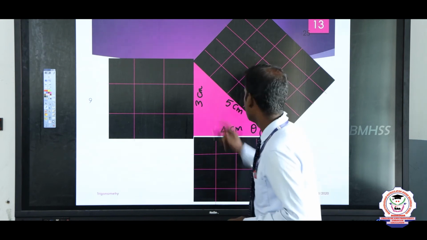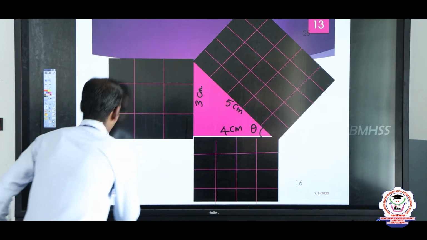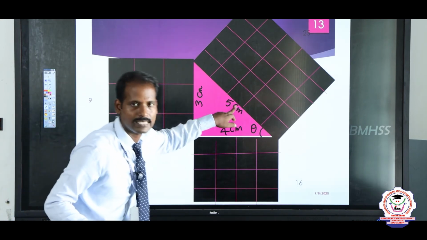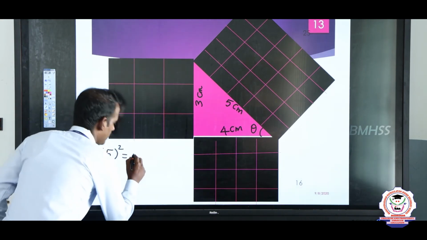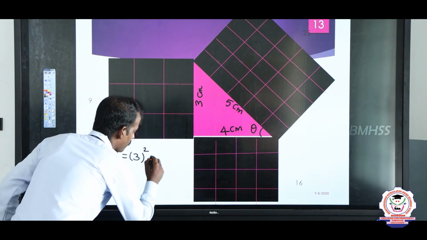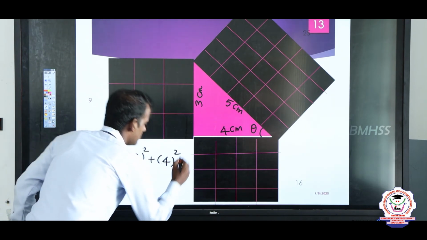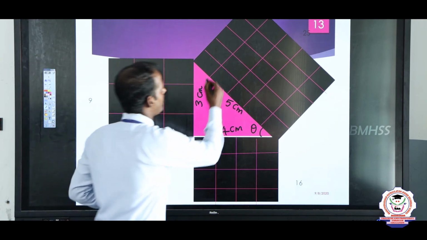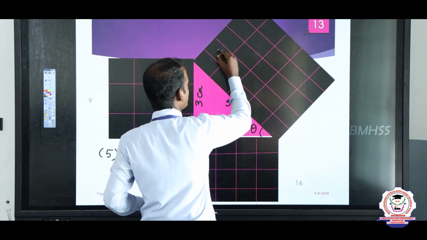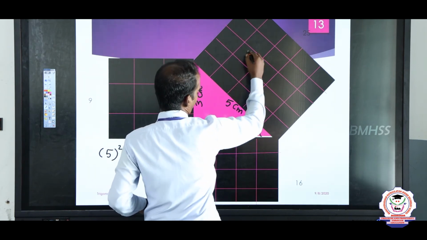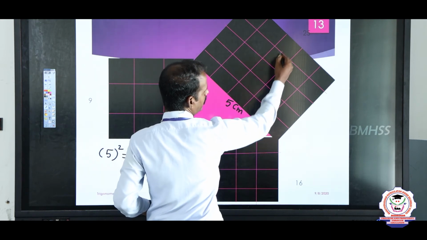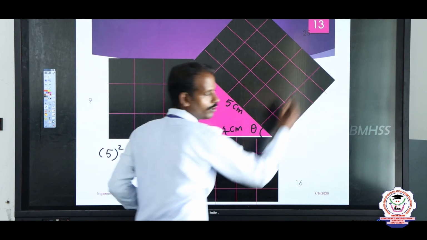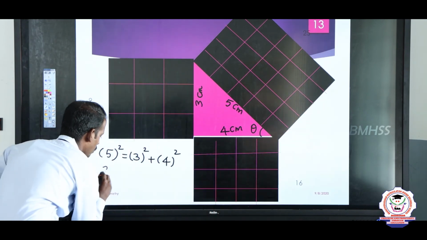That is AC square. 5 square is equal to the square of the hypotenuse side, that is 5 square equals 3 square plus 4 square. 5 square is 25, so there are 25 boxes. You count the boxes: 1, 2, 3, up to 25. So 25 boxes.